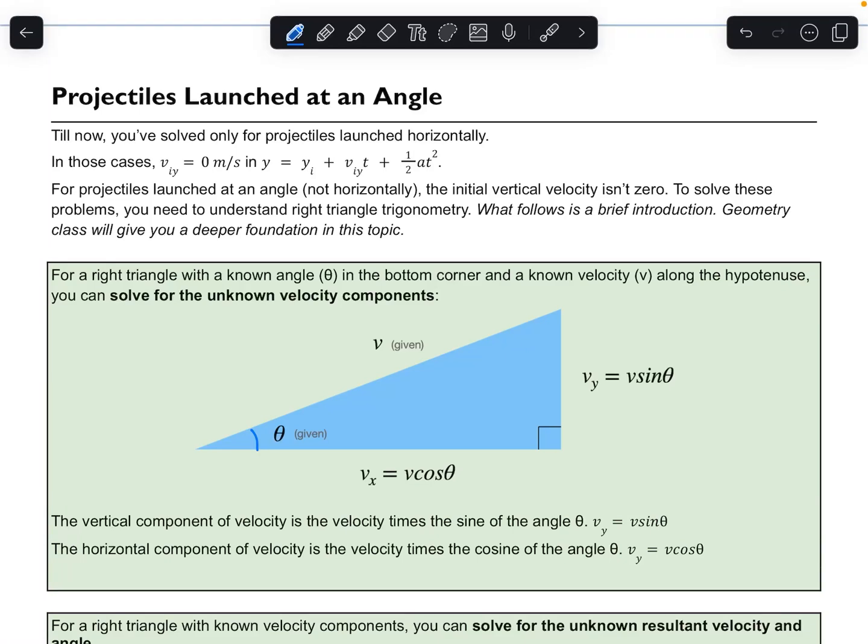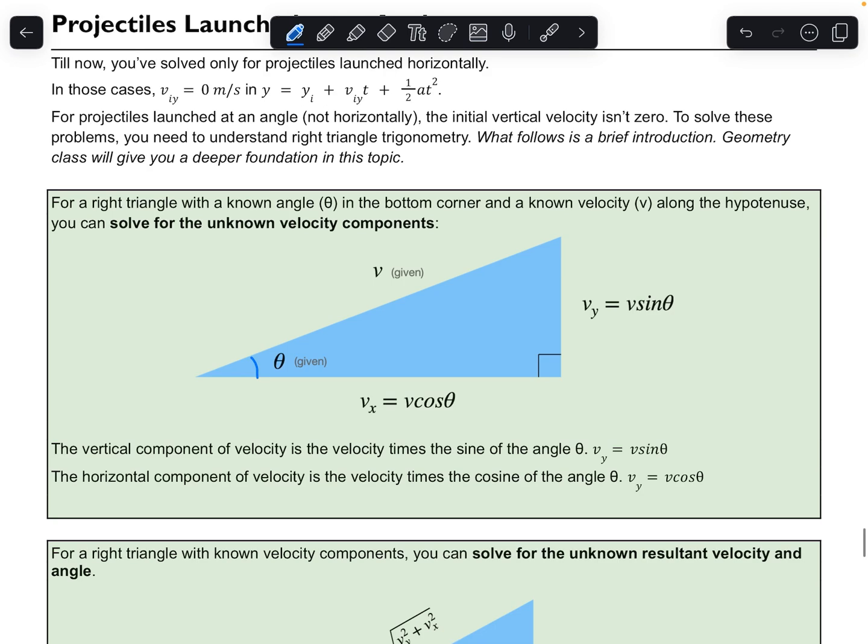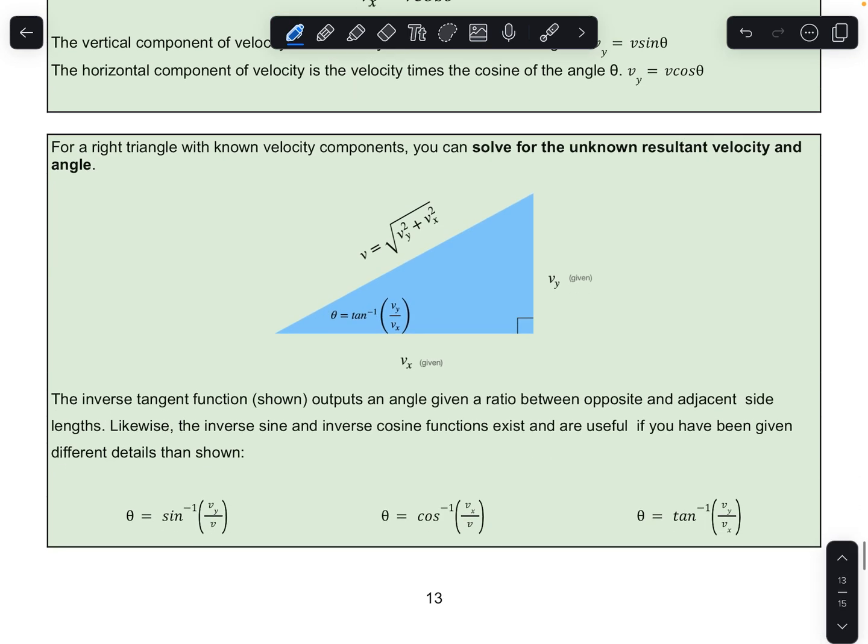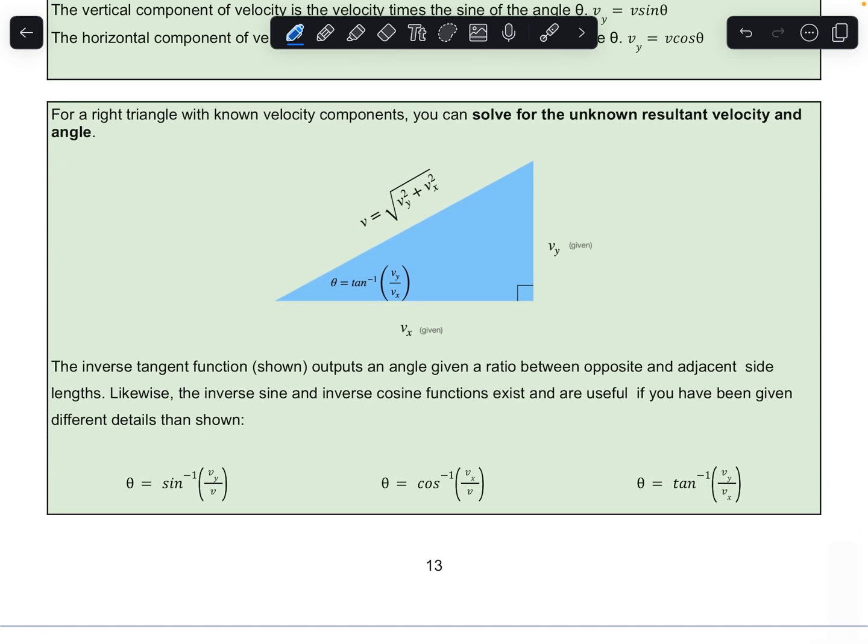This video is number 2 in a two-part series for solving just enough right triangle trigonometry for projectiles launched at an angle problems. If you have a right triangle with known velocity components and don't know the angle it's launched at or the speed it's launched at, you can solve for that unknown resultant velocity and angle. Here's how.